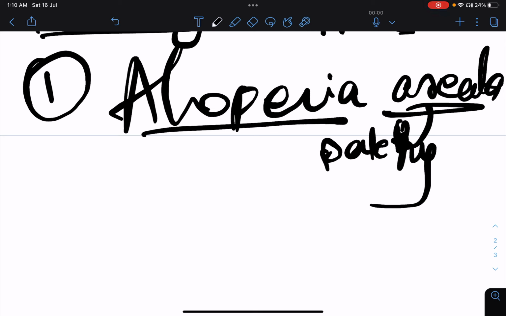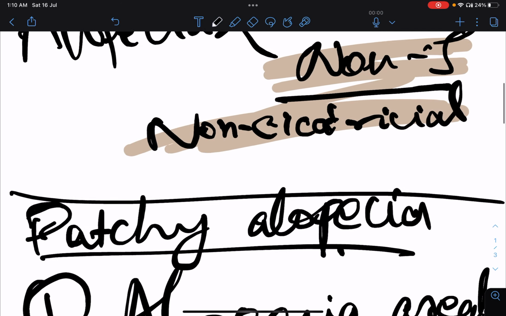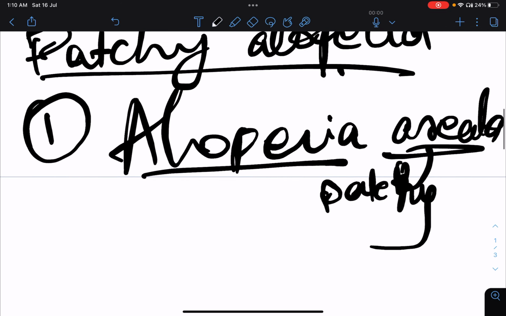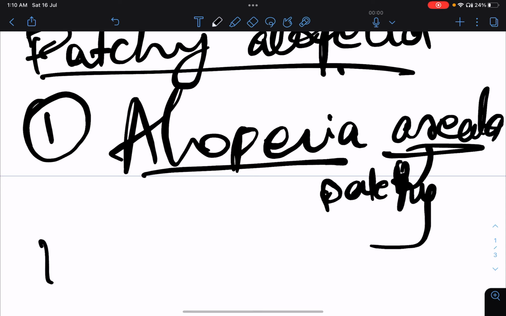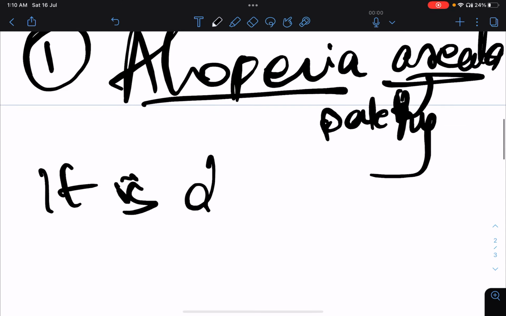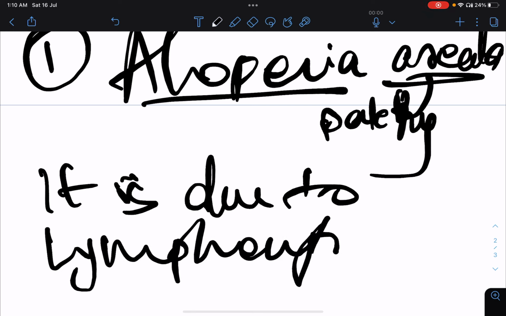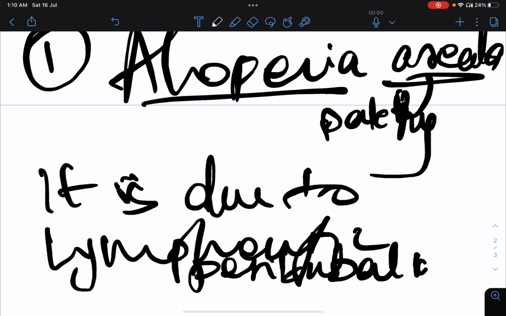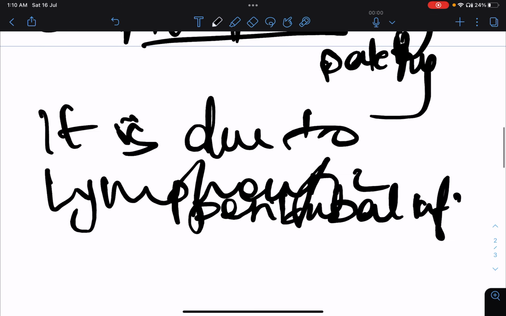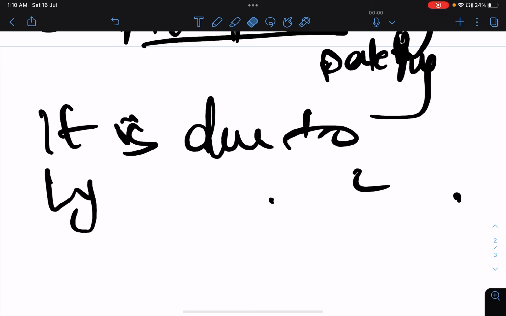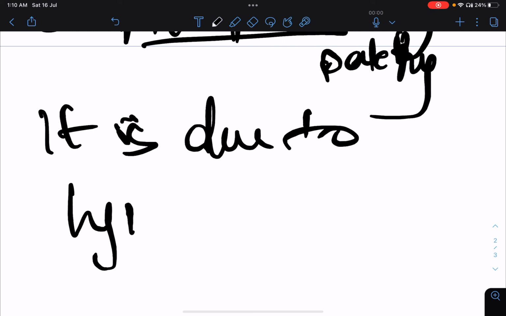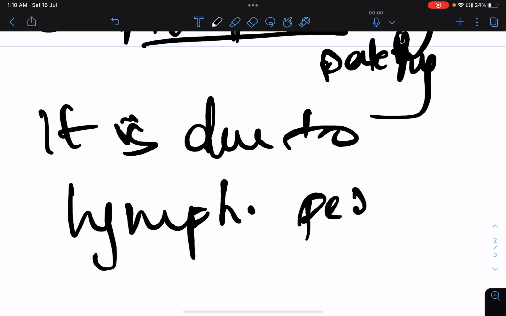And why does it actually occur? Again, I told you it's alopecia areata, and it is due to a lymphocytic peribulbar infiltrate. Or let me write it a little better. It's due to a lymphocytic peribulbar infiltrate.